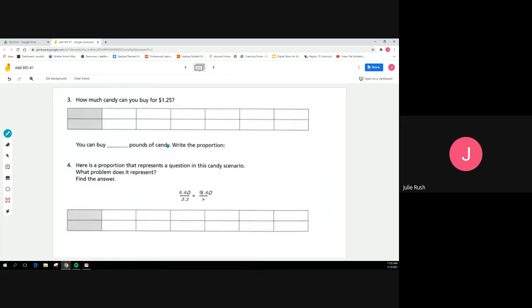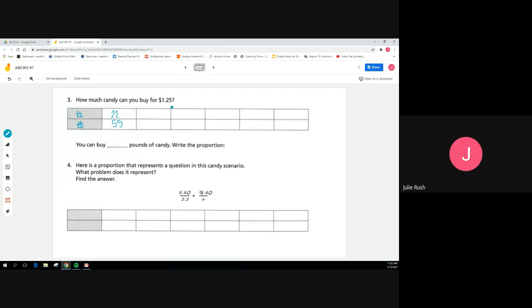Number 3 says, how much candy can you buy for $1.25? So let's put our pounds of candy here, and then we have our money here. We have our given ratio of 2.2 over 5.5. I'm just going to write it as 22 over 55, like so.